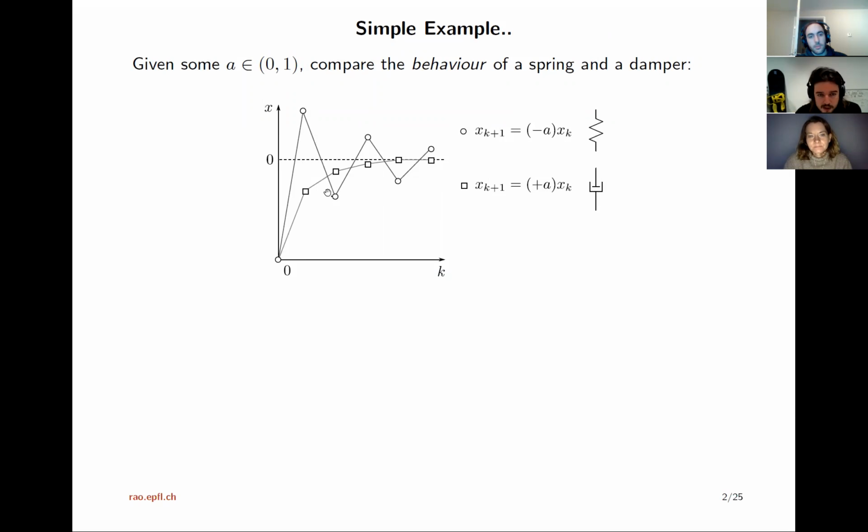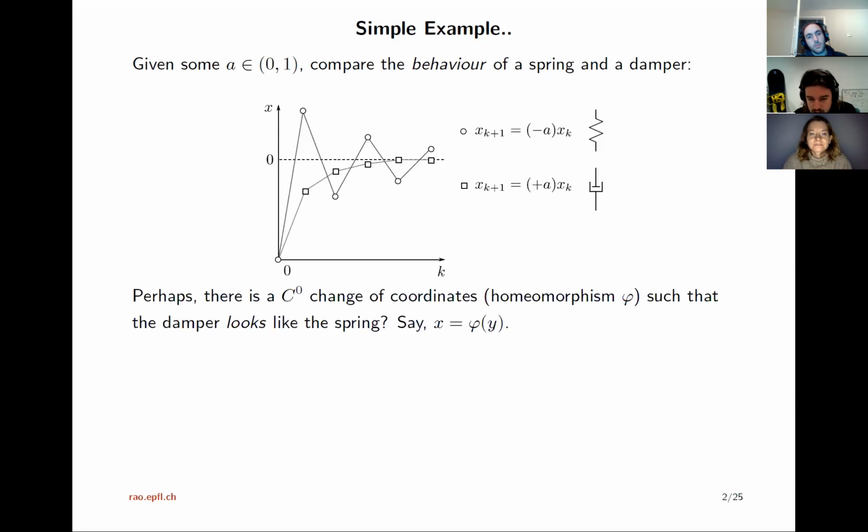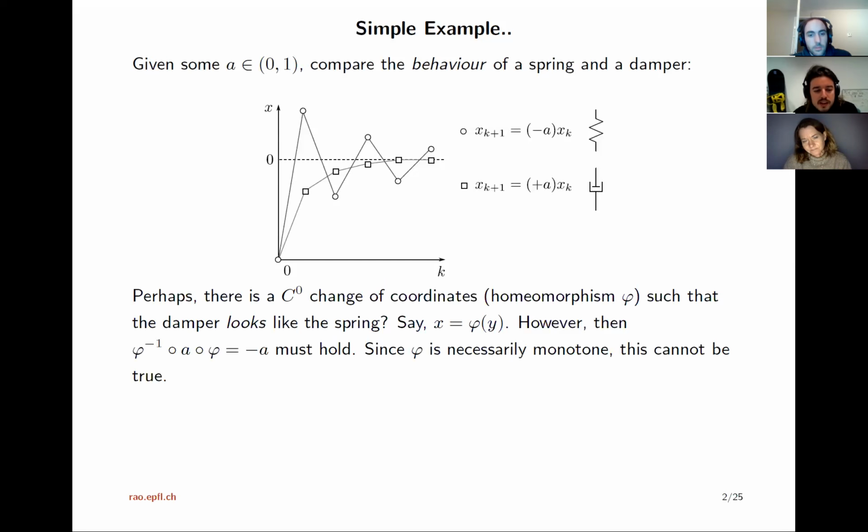So you can think of this curve as, for example, a spring, and of the other curve as, for example, a stable damper. Now, of course, you would say, okay, these are clearly different, but maybe they came from the same system, and the damper is just shown here using a very unfortunate set of coordinates. So maybe there's a way to transform this damper to the spring. So you might ask, is there a homeomorphism, let's say phi, such that we can indeed transform the damper into the spring?